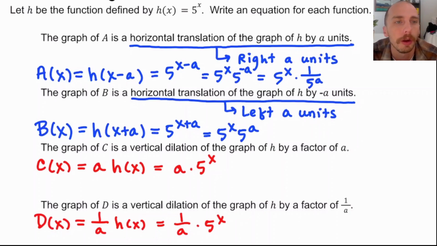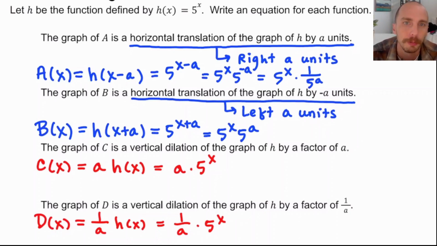So a horizontal translation of the graph of h by a units, positive a units, that does mean going to the right. Okay, so we're going to say replace x with x minus a. So I've got 5 to the power of x minus a, which is equivalent to 5 to the x times 5 to the negative a, or 5 to the x times 1 over 5 to the a, whatever you like, right? I just wanted to make sure that, if you'd written it down correctly, your answer was somewhere on the screen.